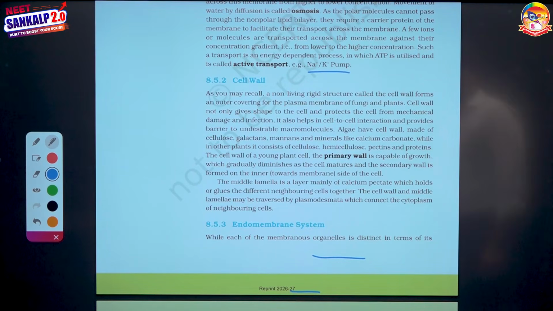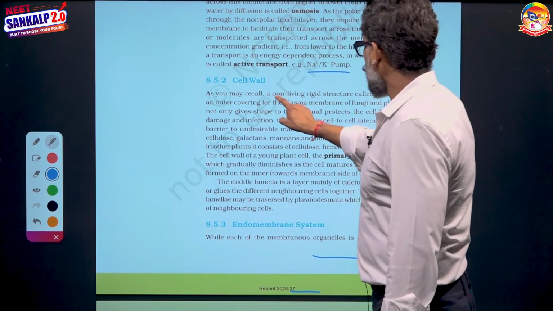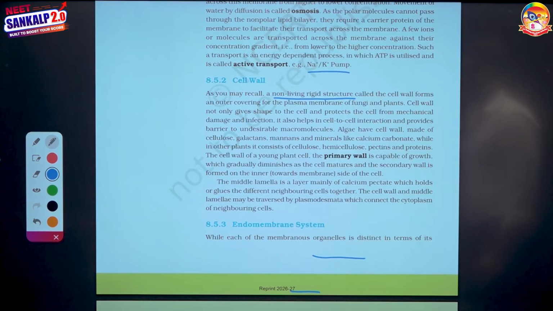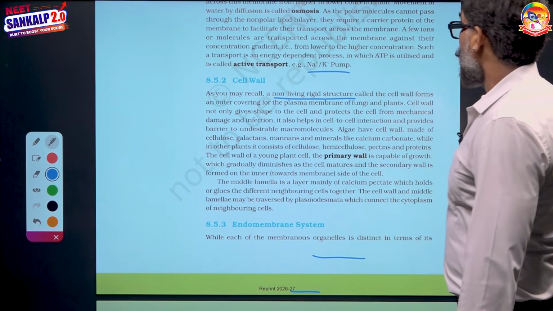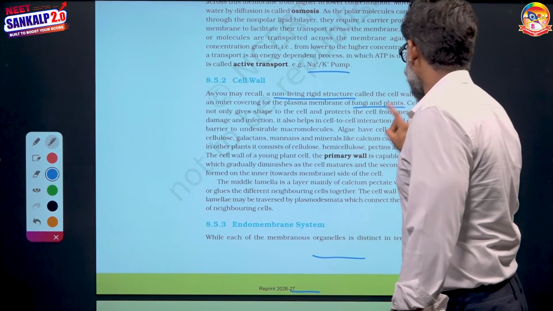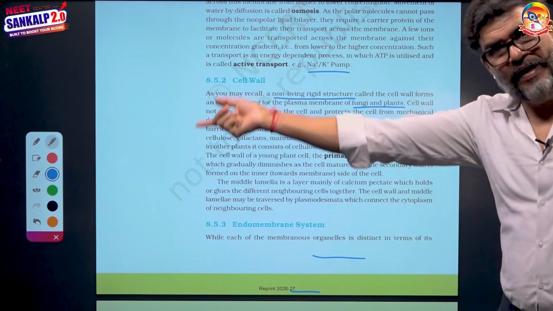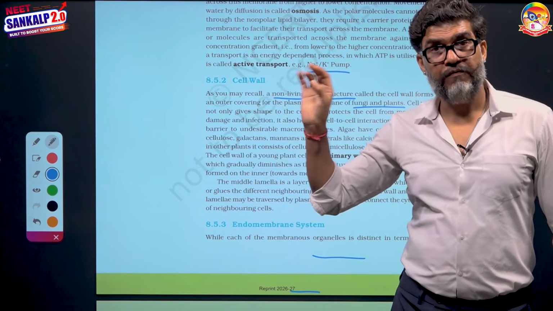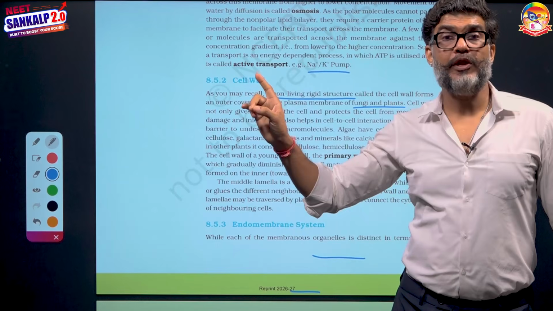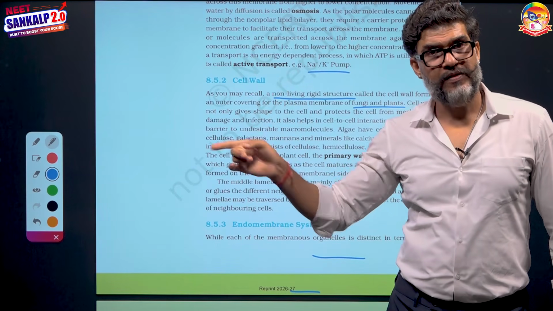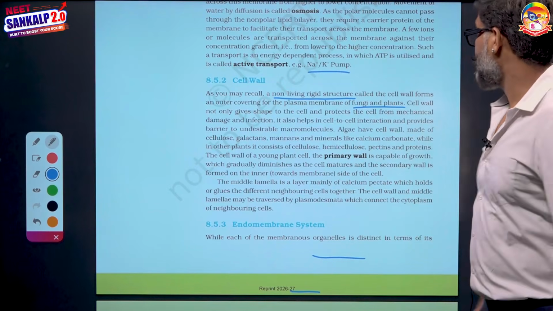Later on, the cell wall is described here. As you may recall, a cell wall is a non-living rigid structure, one of the important aspects. It covers the plasma membrane of fungi and plants, because about bacteria they have already mentioned. So plants, fungi and prokaryotes except mycoplasma, their plasma membrane remains covered with a cell wall.